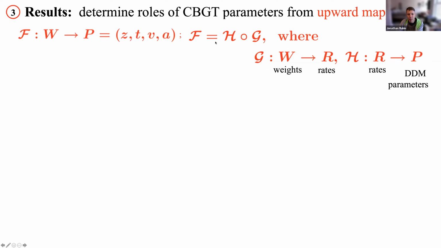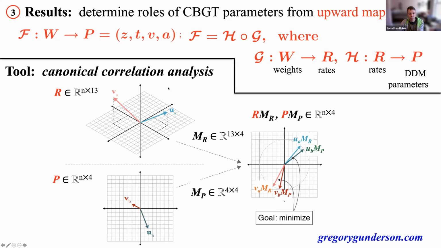So we write this mapping as a composition of two pieces. The first one is a mapping from the weights in these synapses, these connections, to the firing rates of all the different populations. The next component is a mapping from those rates to the DDM parameters. Then we could look for relationships embedded in either one of these mappings, and to do that, we used canonical correlation analysis.